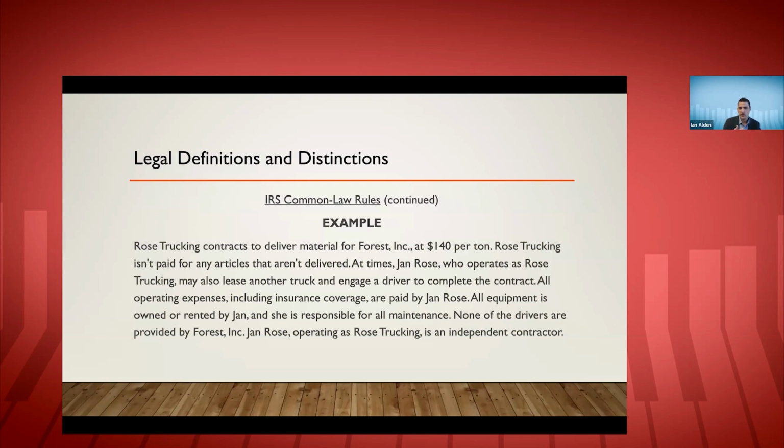If Ross Trucking contracts to deliver material for Forest Inc. at $140 per ton, you assume this is an independent contractor relationship. They're not paid for anything that isn't delivered. Jan Rose might lease another truck and engage a driver to complete the contract. She might subcontract. All of these expenses of the business are covered by the trucking company, not by the client or customer. All the equipment is owned or rented by the trucking company. They pay for the maintenance. None of the drivers are provided by the customer or client. They're a very clear-cut independent contractor.